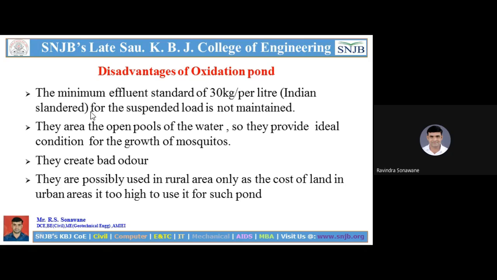This is a disadvantage. They are possibly used in rural areas only, as the cost of land in urban areas is too high for such use. From the land cost point of view, we can see this is not possible. A large area, in hectares, is required for this oxidation or stabilization pond.